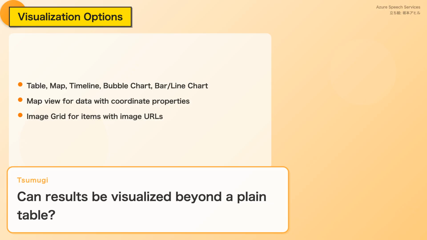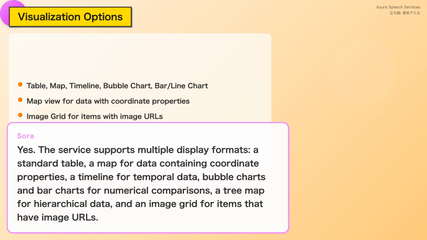Can results be visualized beyond a plain table? Yes. The service supports multiple display formats, a standard table, a map for data containing coordinate properties, a timeline for temporal data, bubble charts and bar charts for numerical comparisons, a tree map for hierarchical data, and an image grid for items that have image URLs.